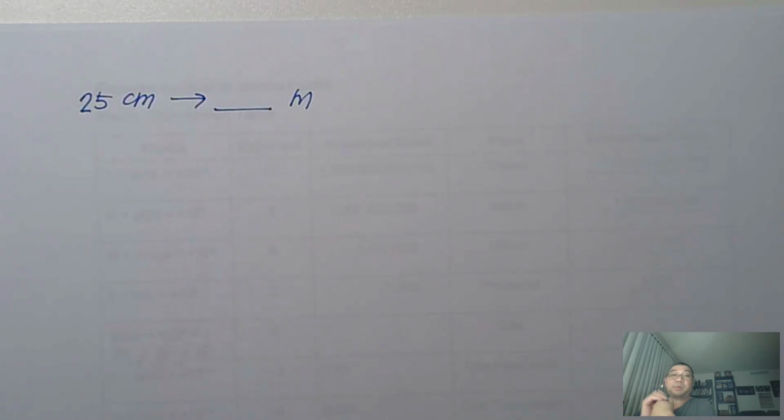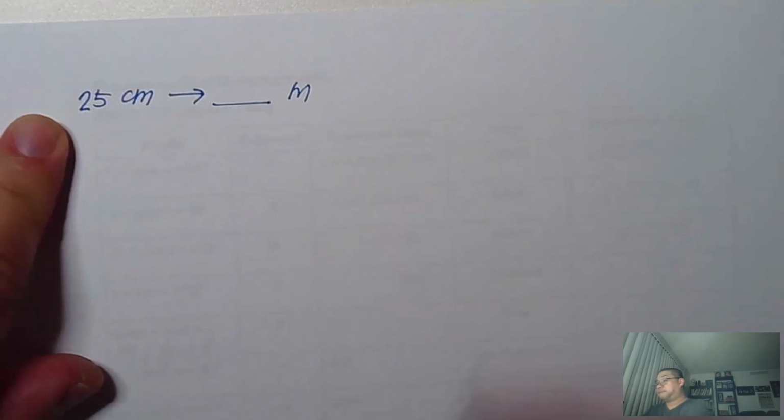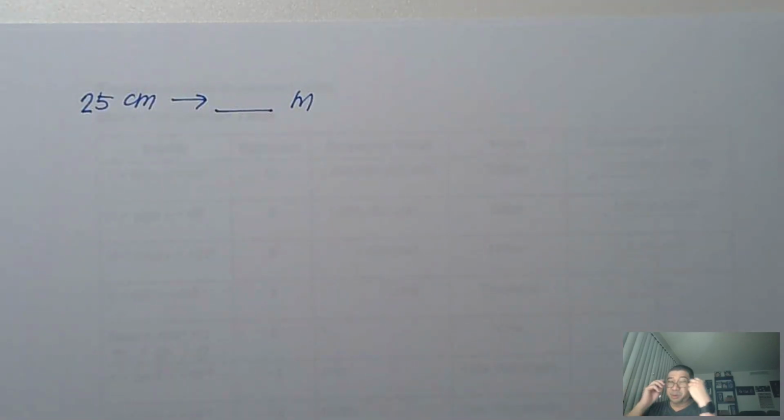Every time you convert, you always go to the base unit, and that is either meters, grams, or seconds. Seconds, very seldom, because it's only going to be milli. You're not going to use any other prefix.